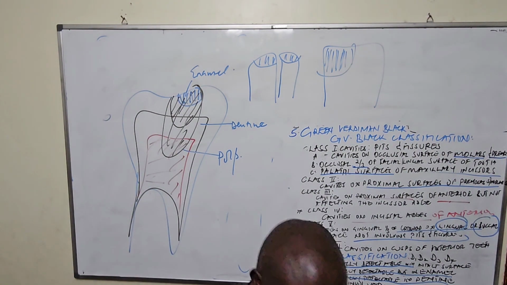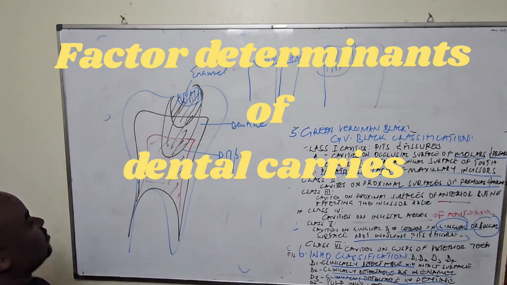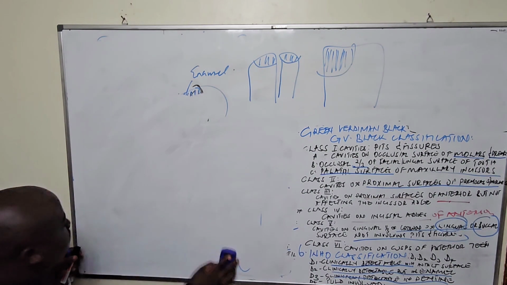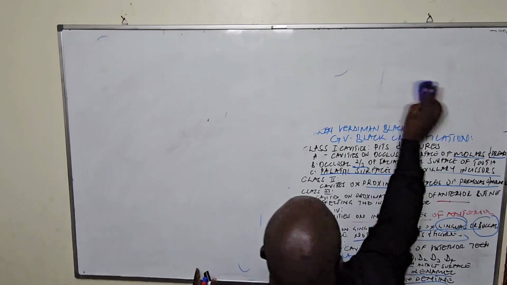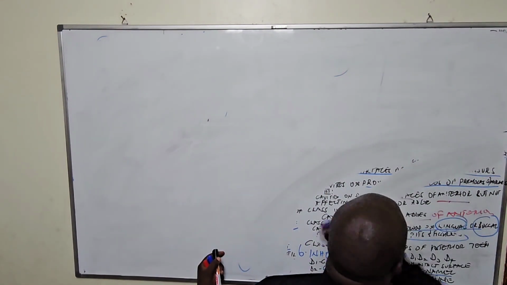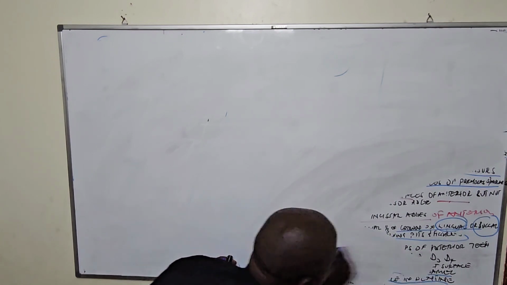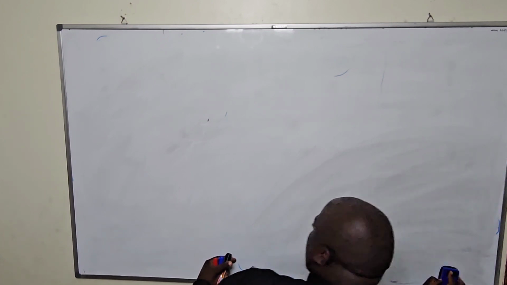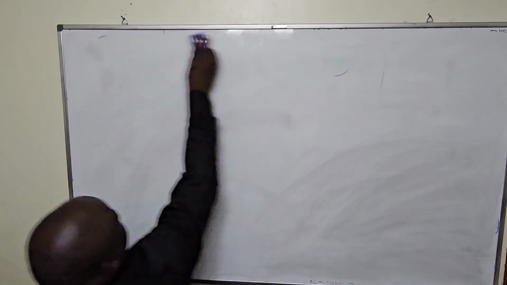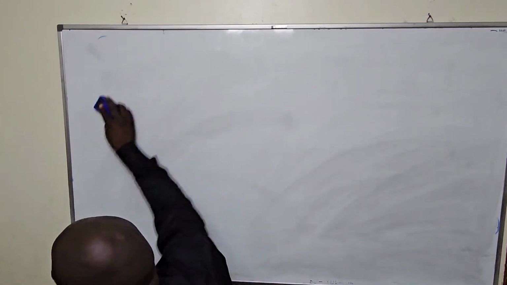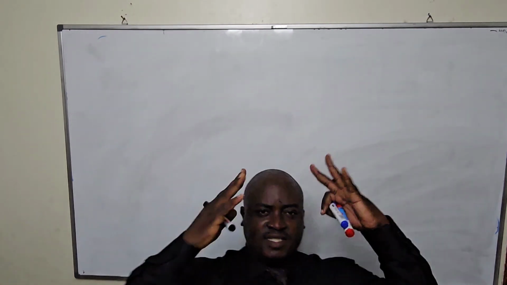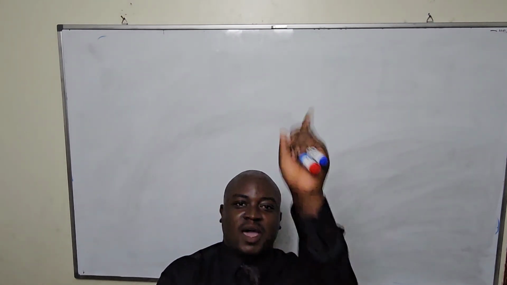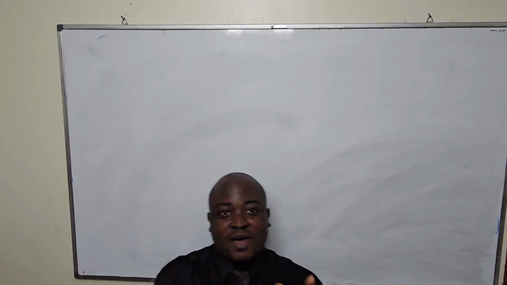The causes, or the factor determinants of dental caries. When we are talking about the factors responsible for dental caries, we shall say that dental caries is multifactorial. What do we mean? It is not caused by one factor, or it cannot happen when we have only one cause.